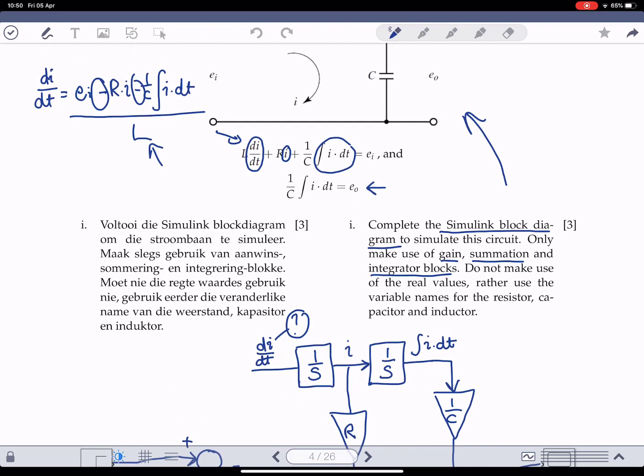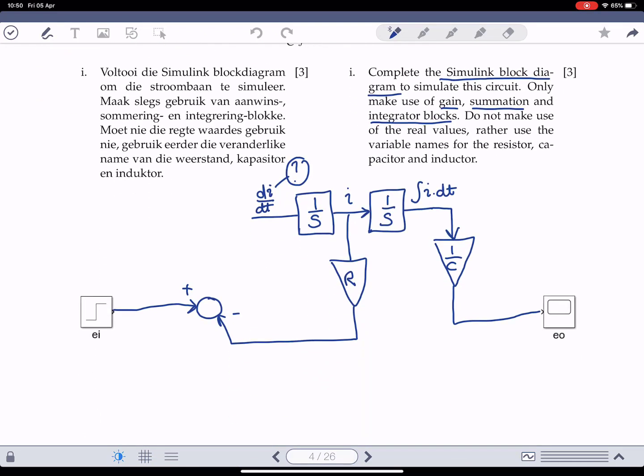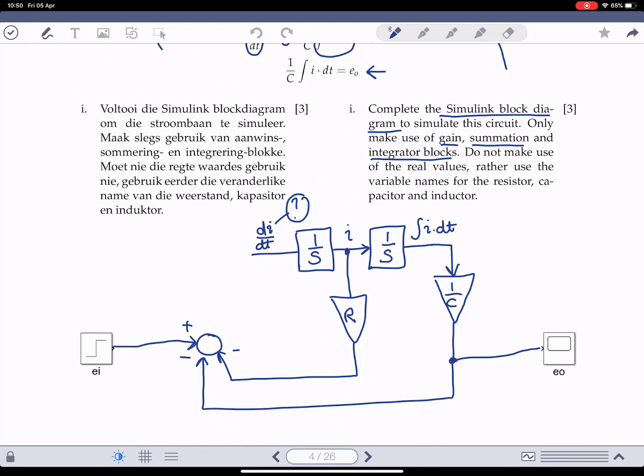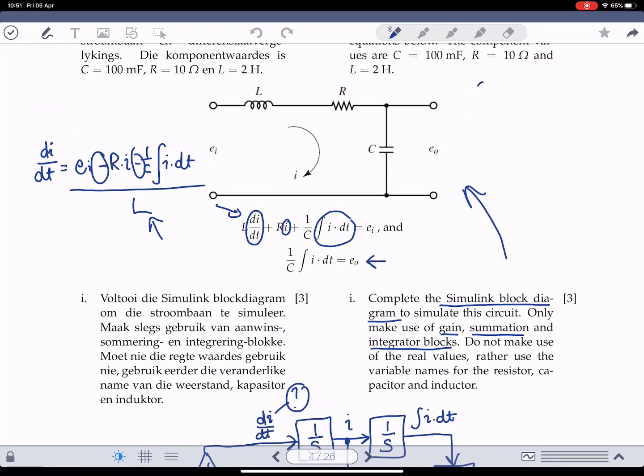And then we also have the minus of the signal here, minus like that. And the last part is the division by 1 over L. Okay, like that. Okay, and there we go. That is the block diagram to simulate this circuit here.